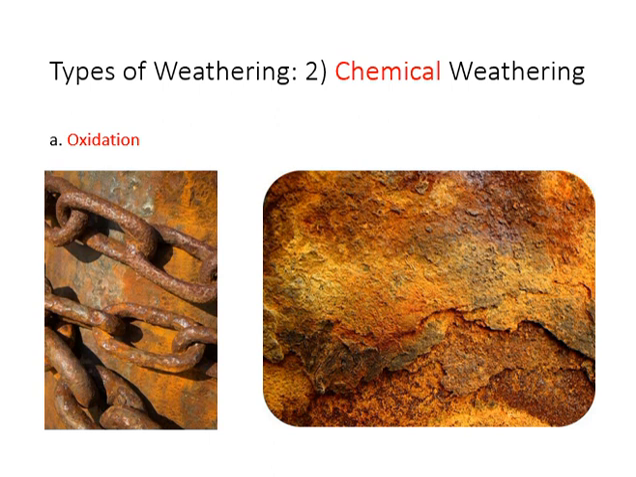Hey guys, we've been talking about weathering. Weathering is where rocks break down at Earth's surface. So far, we've talked about physical weathering. Physical weathering is where rocks just simply crumble without a change in the chemical composition. Today, we're going to look at chemical weathering.